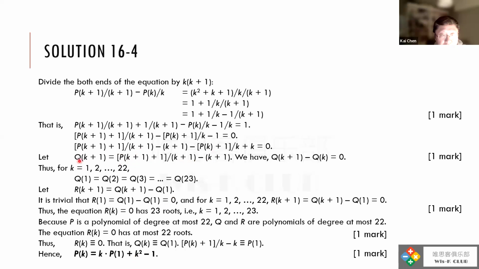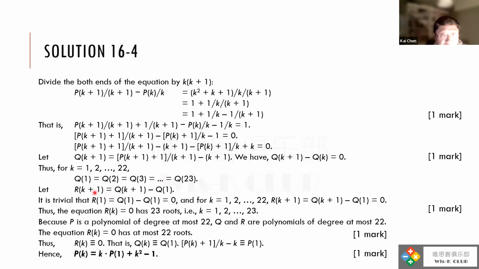The q is p divided by k plus 1 minus k plus 1, and then we got the q. All the q terms are the same. All the q terms mean k from 1 to 22. So we get q1, q2 to q23 is the same, because q(k+1) minus qk is 0 when k is 1 to 22. So actually there are 23 points where the q has the same value.